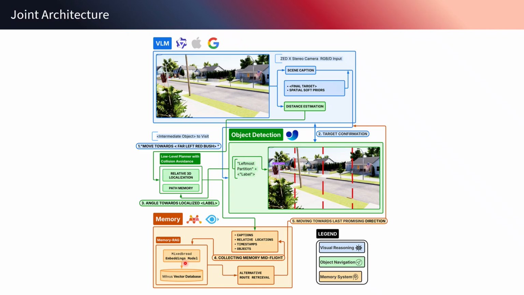So it would be stored, and then let's say we reach an intermediate object and our VLM is queried whether there is a final target here. If there is not, is there a promising direction? If there is no promising direction, we query our vector database for the most relevant previous position that we can go to and have a promising direction there to explore. And we would then retrieve that information and move to that last promising spot.